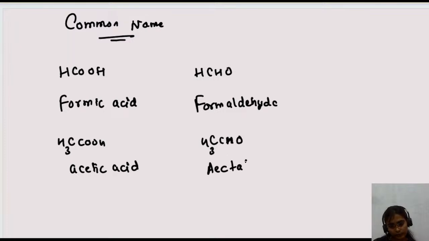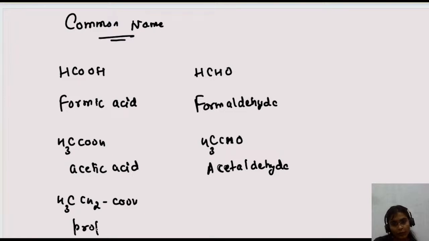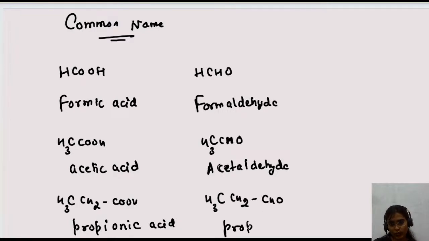acetaldehyde. Okay, next one is what? If we are having three carbons, it becomes prop, and then add what? Propionic acid. It's propionic acid. Similarly, if I'm using three carbons here, CH3, CH2, and a CHO there, it becomes propionaldehyde. That's it. This is the important one.